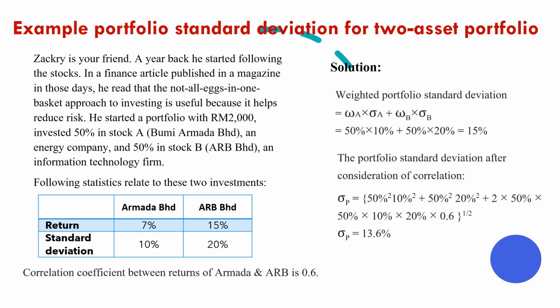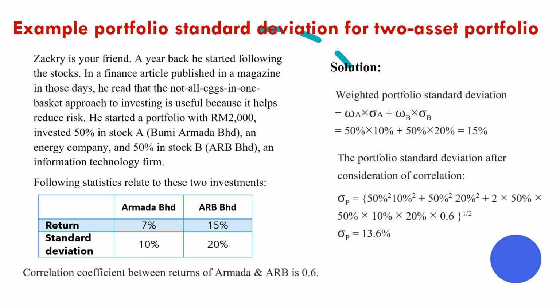Let us go through one example on portfolio standard deviation for a two asset portfolio. Zachary is your friend. A year back, he started following the stock market. In a finance article published in a magazine in those days, he read that the not all eggs in one basket approach to investing is useful because it helps reduce risk. He started a portfolio with RM2000, invested 50% in stock A, which is Bumi Armada, an energy company, and 50% in stock B, ARB Berhad, an information technology firm. The following statistics relate to these two investments.